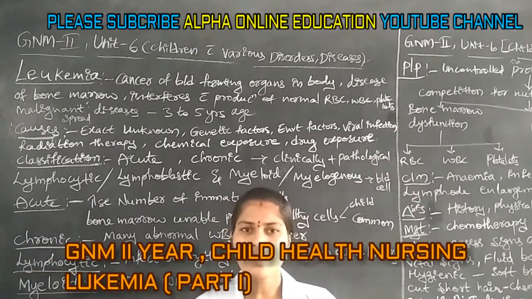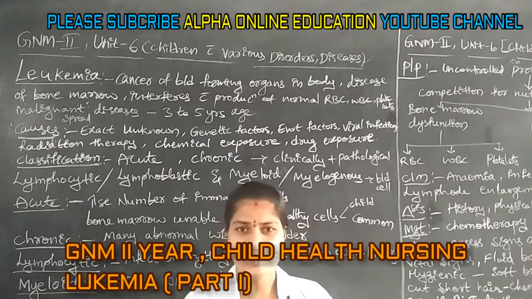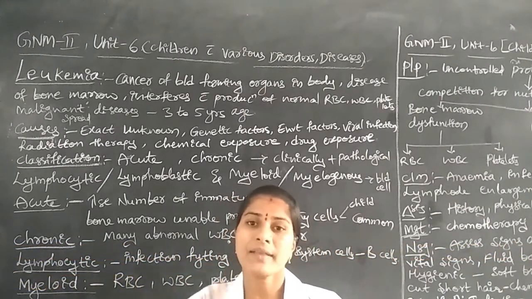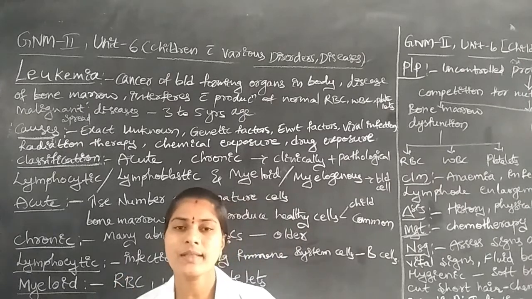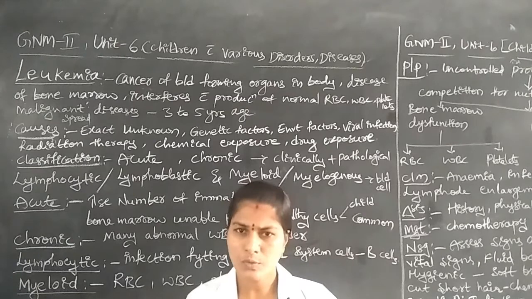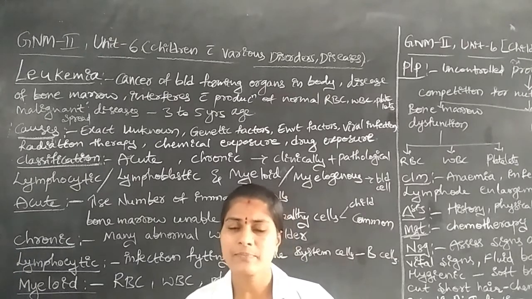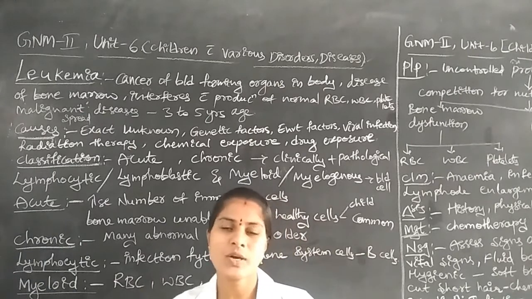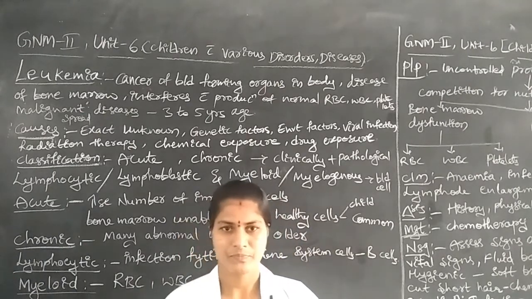In that family, if one person of the first generation is affected by leukemia, maybe their offspring, their generation people, may be affected. Through the chromosomes or through the genes, the disease may be transmitted from one person to another by birth.